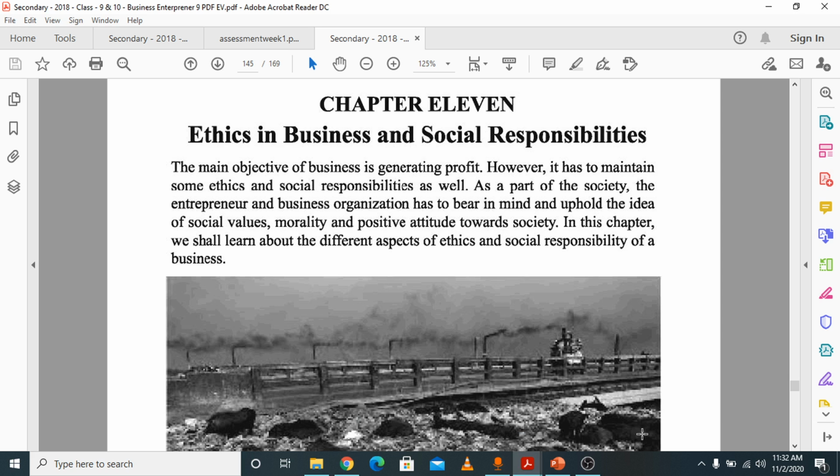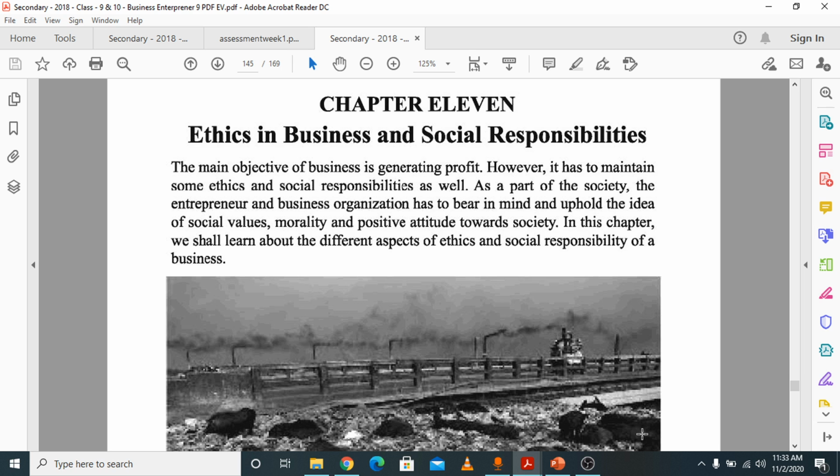Chapter 11, Ethics in Business and Social Responsibilities. You can get one question from this chapter in the creative section, and the MCQ questions also come from this chapter. So this is basically an easy chapter. You can write down the answer in your own words. If you face any problem answering the other questions, you can use it as a savior. So Chapter 11, Ethics in Business and Social Responsibilities.